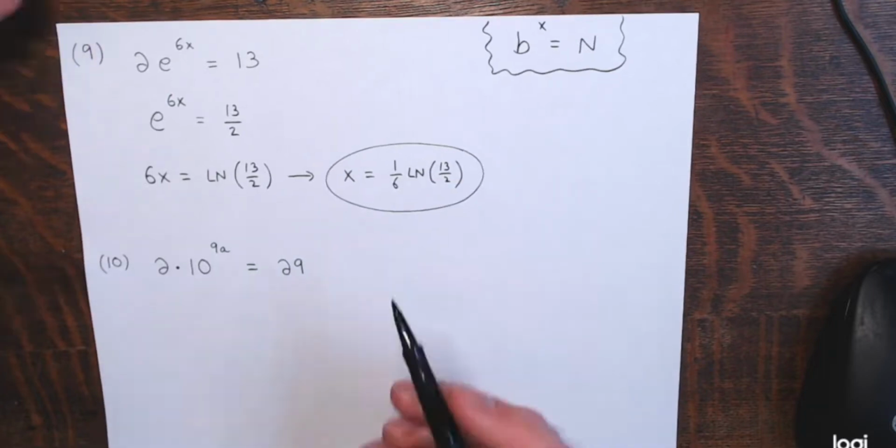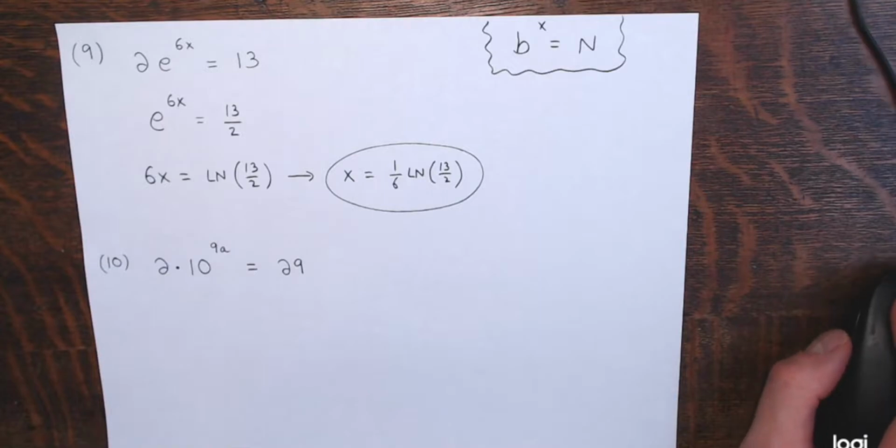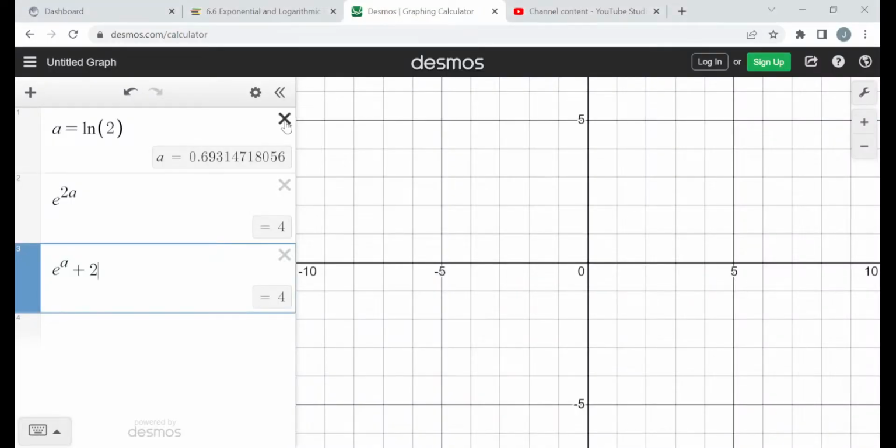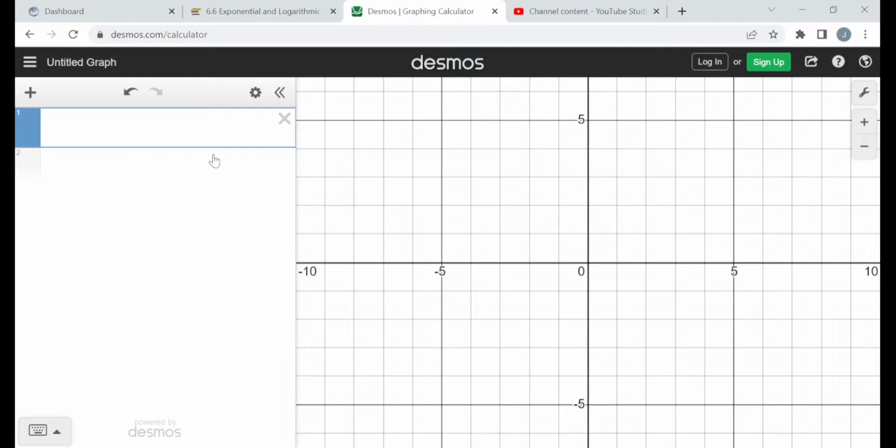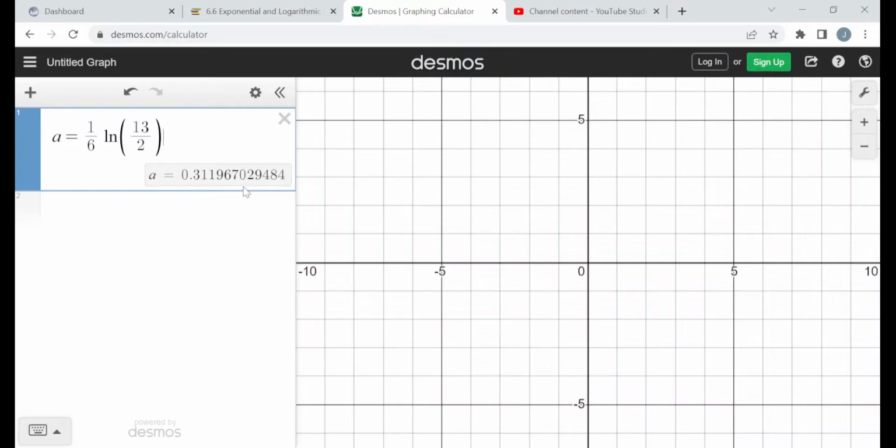And again, if you want to check it out, now I'm going to stop rounding. We'll just see it in the calculator. Let's check it out. So again, I'll call this a, the number I plug in. And we had 1/6 times the natural log of 13 halves. So our solution should be 0.311967 blah blah blah. Now I'm going to plug this number a into our equation. The left side was 2 times e to the 6x, so 2 times e to the 6a. And the right side was 13, and see how I get equal to 13 there. So that is a valid solution. Wonderful.